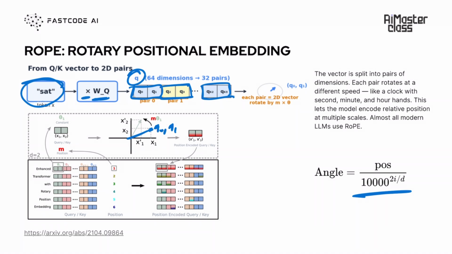And why is this better? So here what we're doing is the vector is split into pairs of dimensions. Each pair rotates at a different speed, like a clock with different second, minute and hour hands. And this lets the model encode relative position at multiple scales. Almost all modern LLMs, including your Qwens and the DeepSeeks of the world, use rope, right?